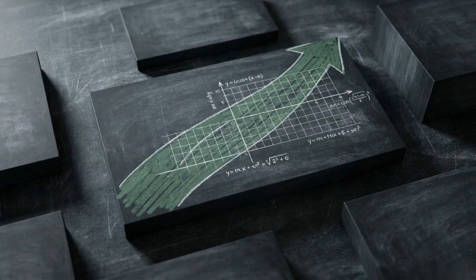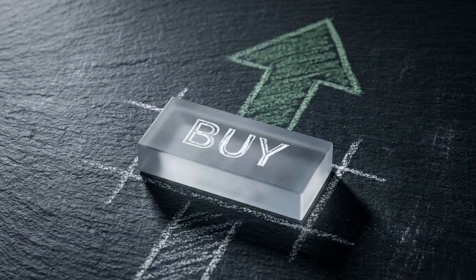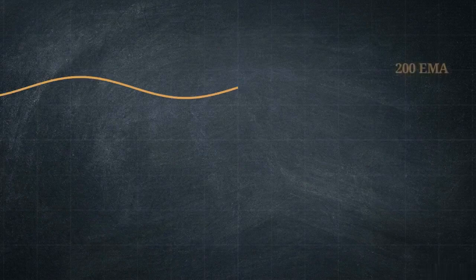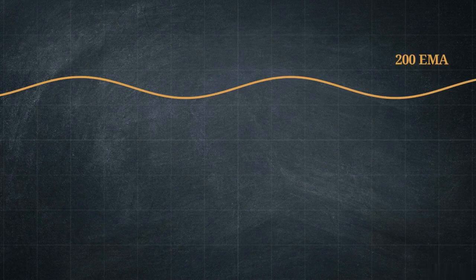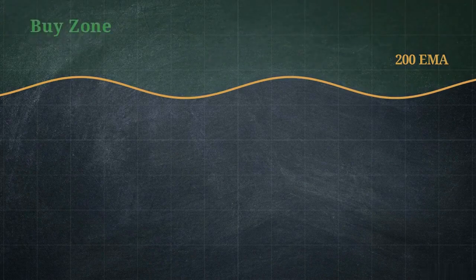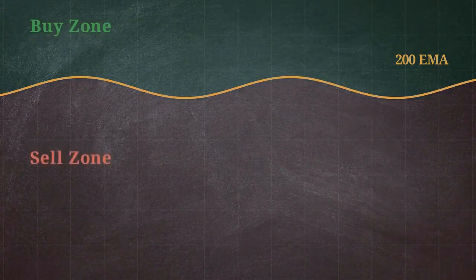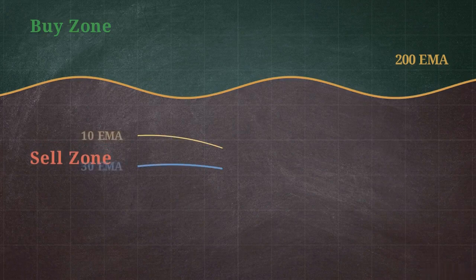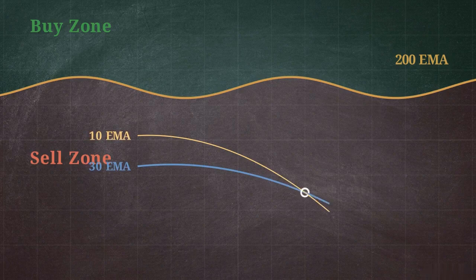Now that the boundaries are set, we need to ensure we are moving with the larger market current. We only look for entries that align with the broader trend. The 200 exponential moving average is our primary filter. Above it in the green zone, we look for buys. Below in the red zone, bearish pressure. For secondary confirmation, wait for the fast 10 EMA to cross below the 30 EMA while remaining red.